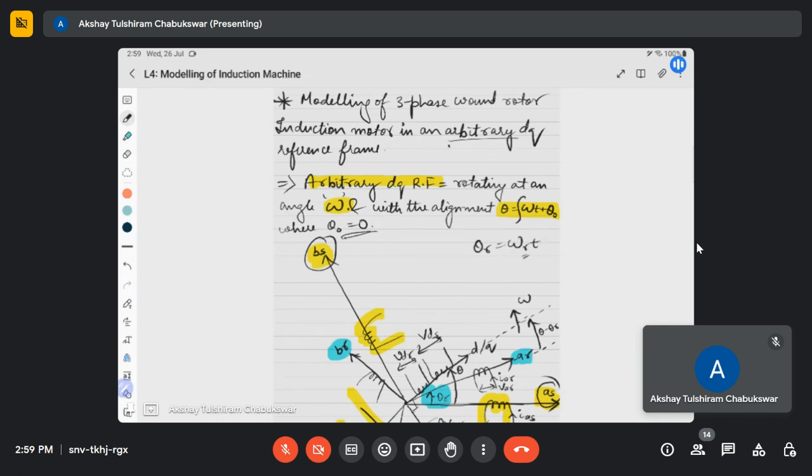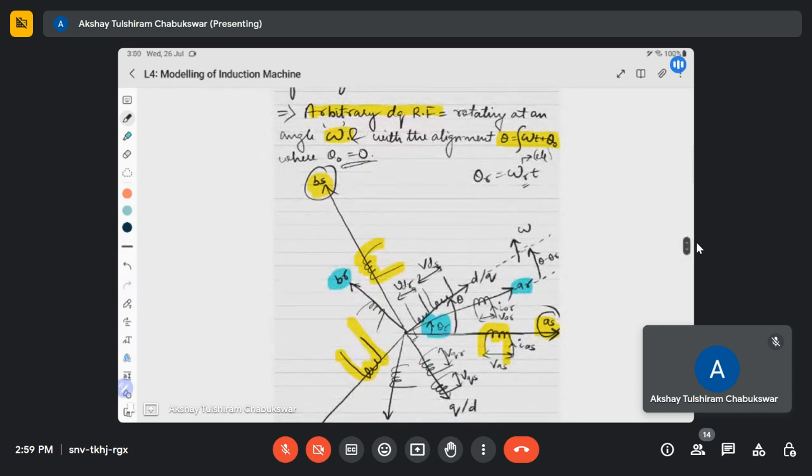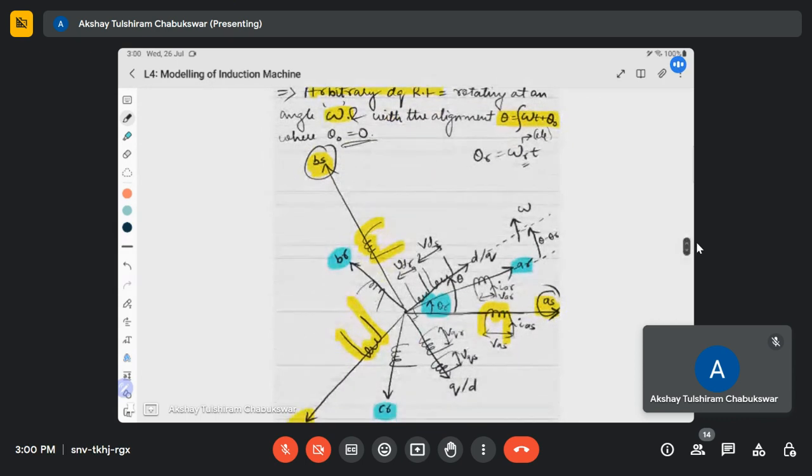Omega r is the rotor speed, the rotor's rotating speed. But what speed, electrical speed or mechanical speed? This is the electrical speed, an electrical quantity, because we are writing the signals in the electrical system. This is the electrical counterpart of the rotor rotating speed omega r, which gives theta. Theta r is omega r into t.